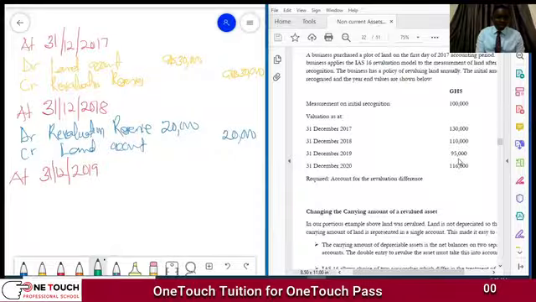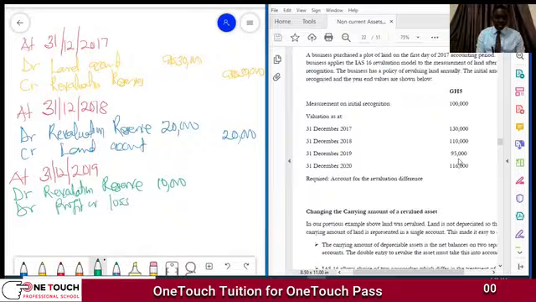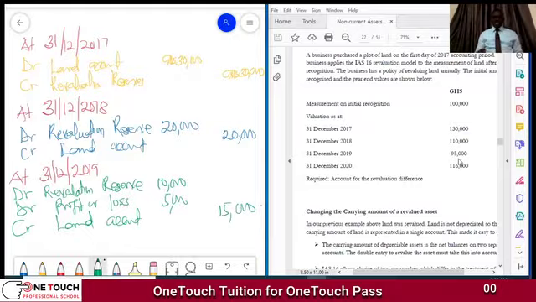So what we do is debit revaluation reserve with 10,000, because this 10,000 clears the revaluation reserve, and the remainder, that is the 5,000, we debit profit or loss with it, 5,000. Do you get the point? Good. Then we credit land account with the total amount of 15,000.